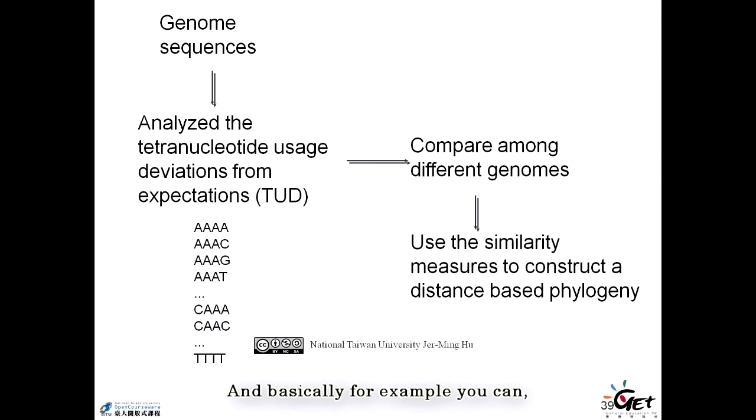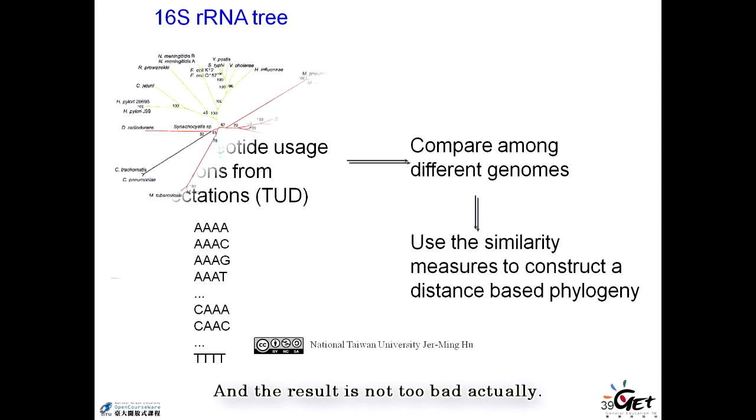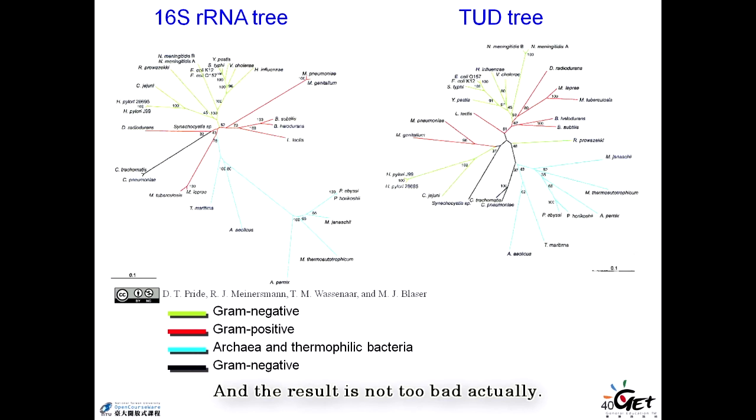Basically, for example, there's a method to evaluate the oligonucleotide distribution and see if they have a certain pattern, and they just use this pattern to construct a distance-based phylogeny, and the result is not too bad, actually. So this is the ribosomal RNA tree, and this is the new approach to identify the presence or absence of certain oligonucleotides. And the two trees are highly identical, mostly.